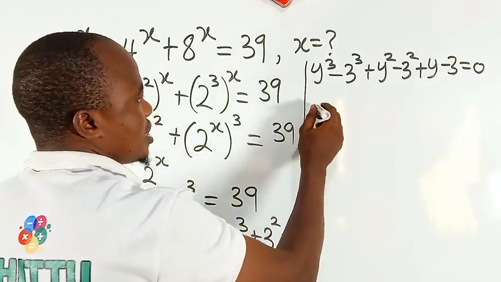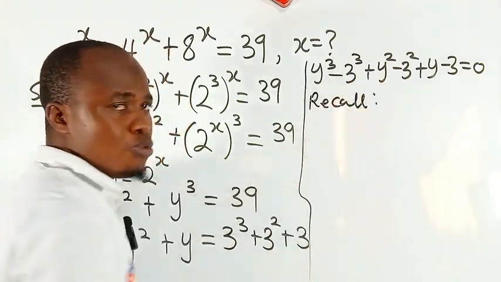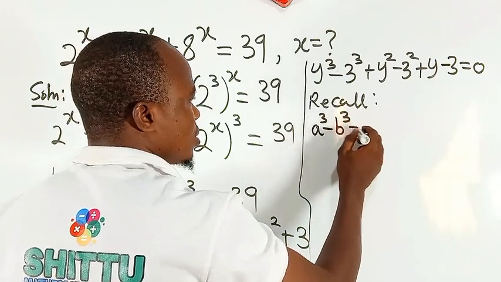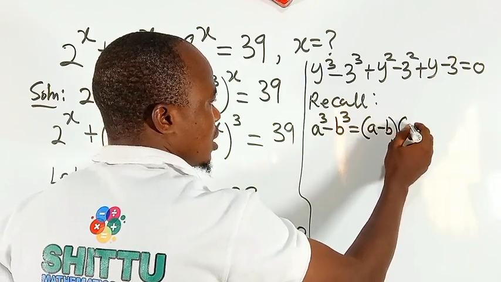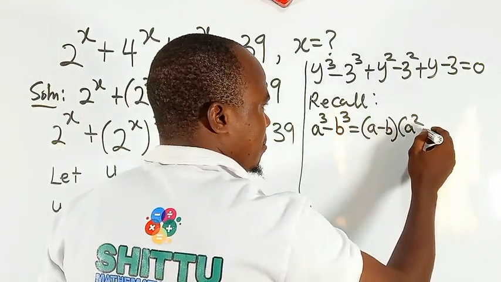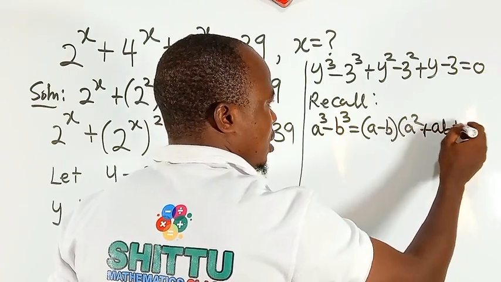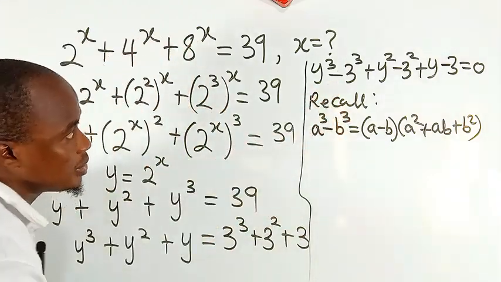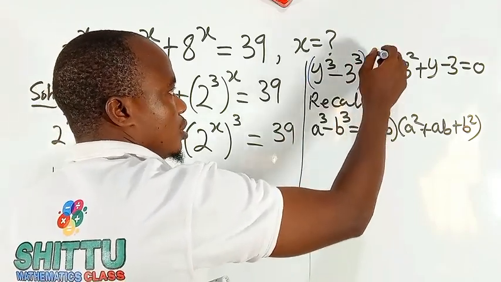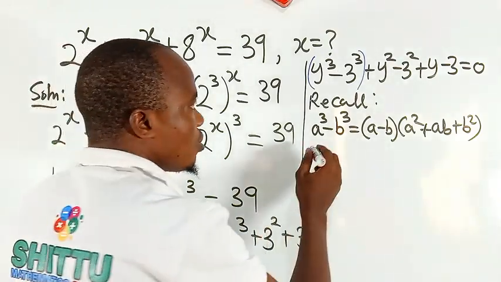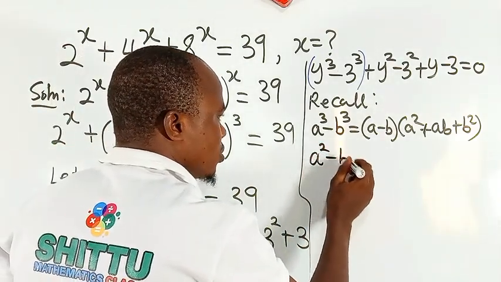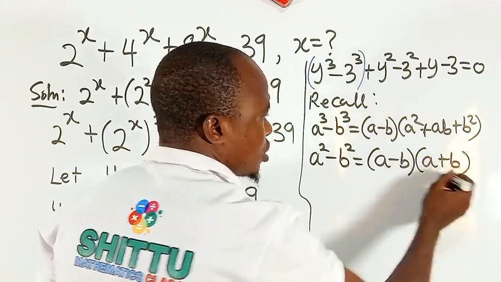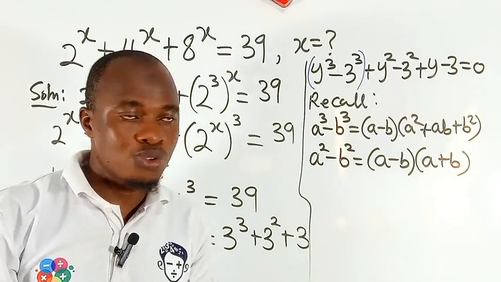I want you to now recall that anywhere you see a to the power of 3 minus b to the power of 3, this will give us a minus b, then a squared plus ab, then plus b squared. So we are now going to write this one here in that form. Then also, when you have a to the power of 2 minus b to the power of 2, this is difference of 2 squares, you're going to have a minus b, then a plus b. We are going to have that too, difference of 2 squares.